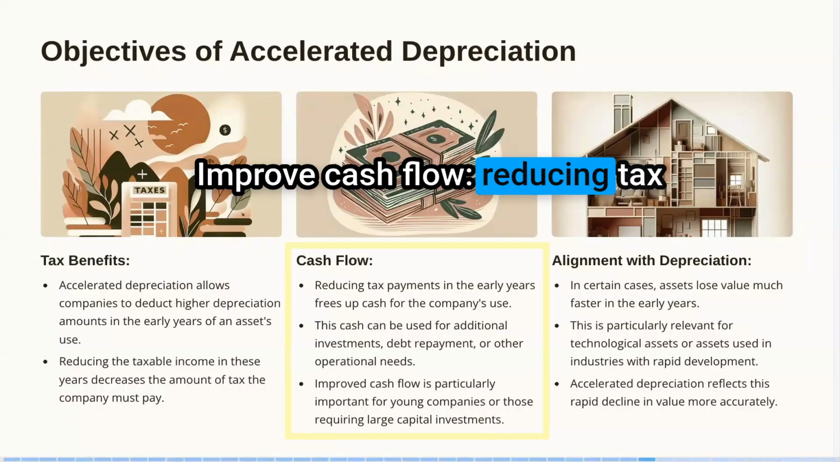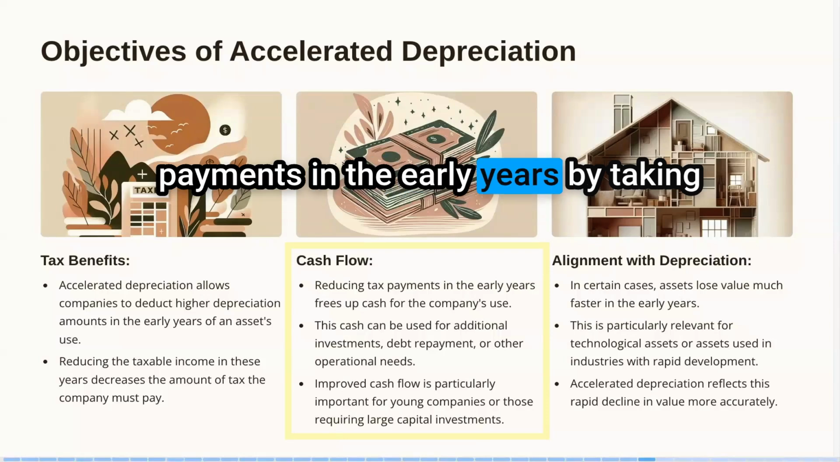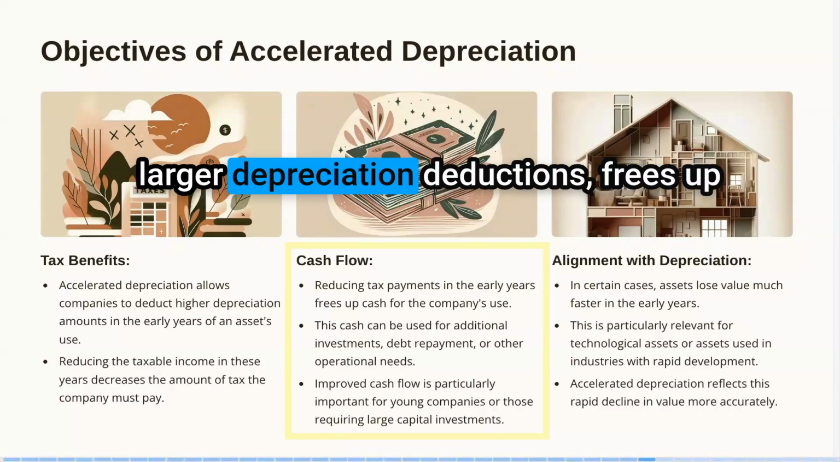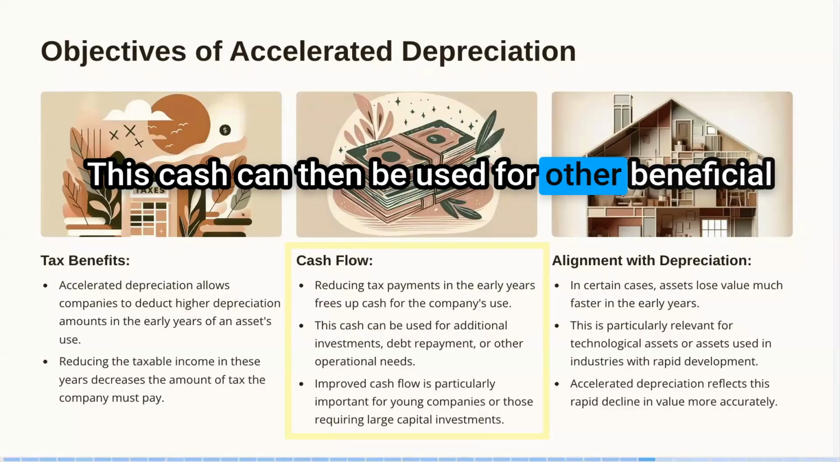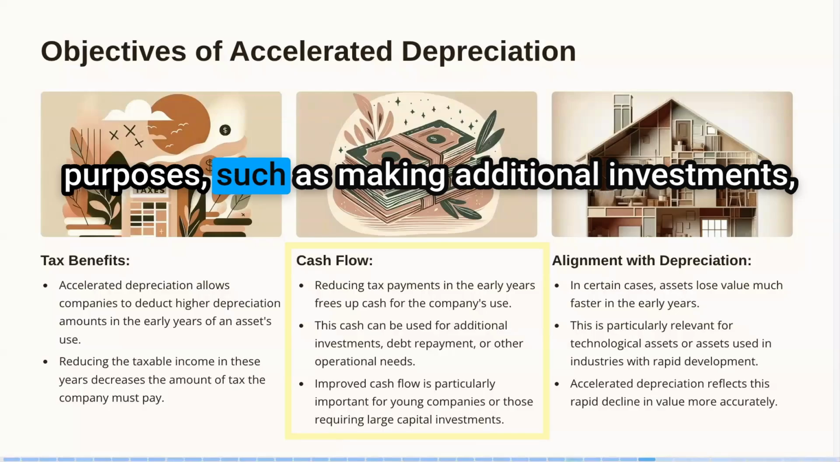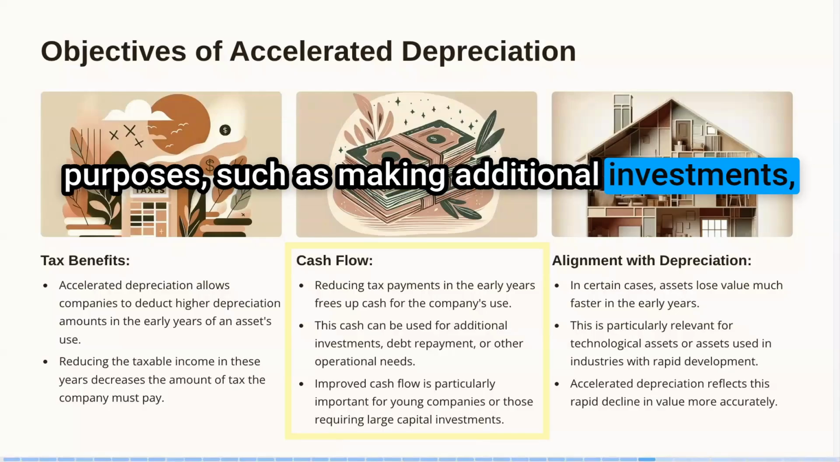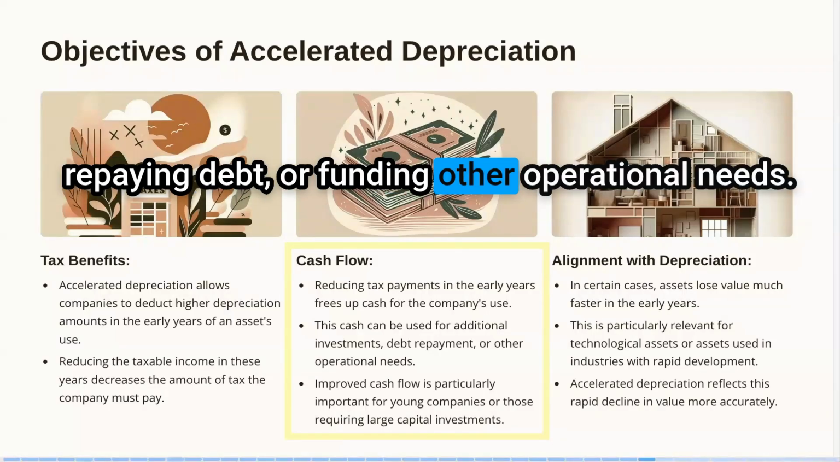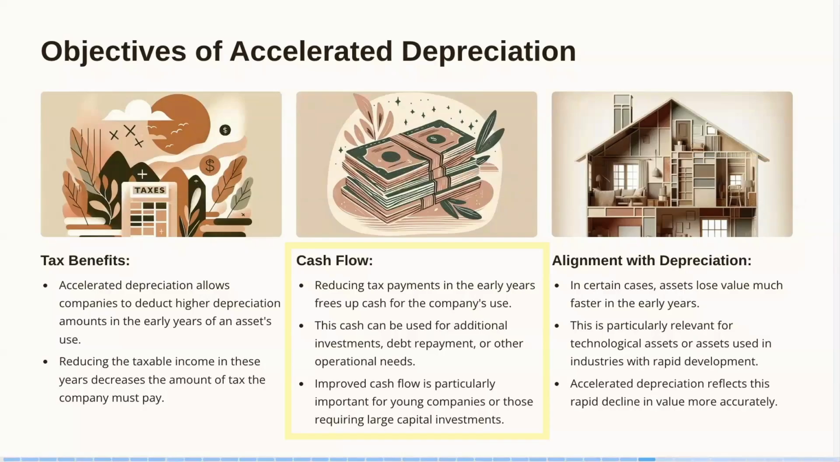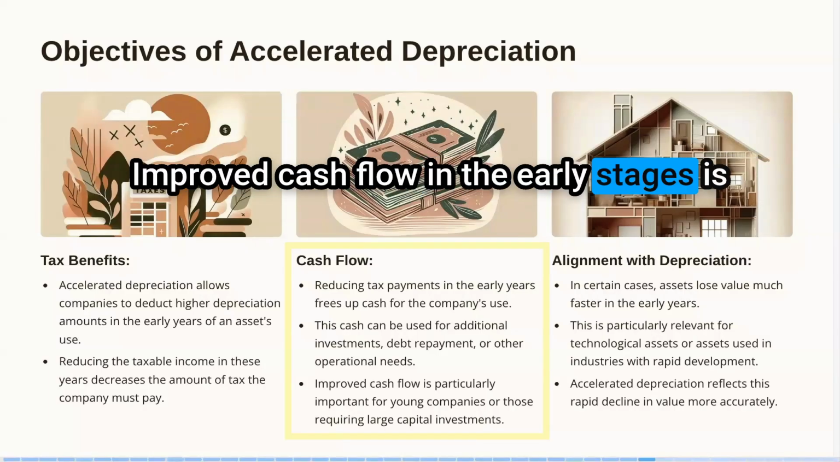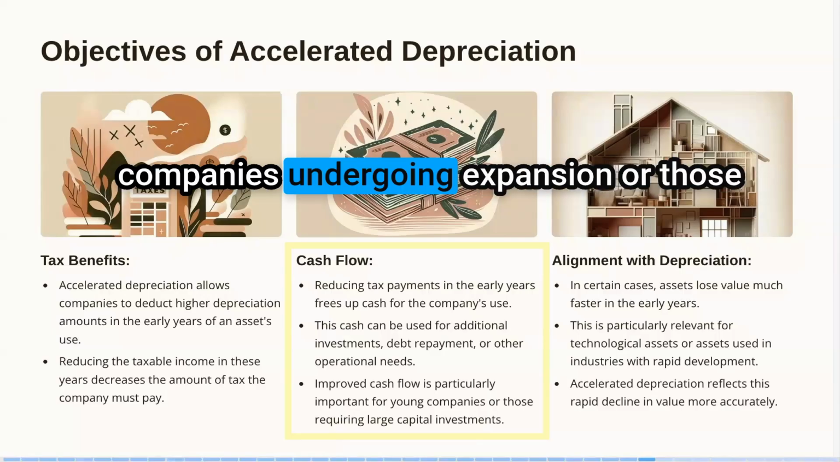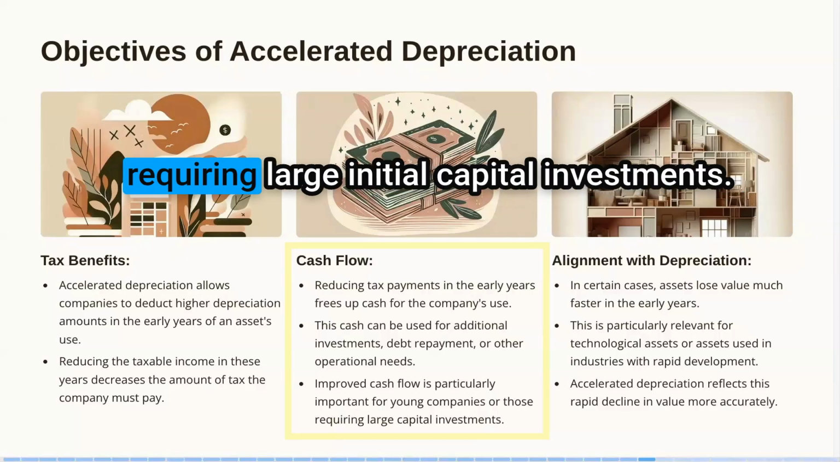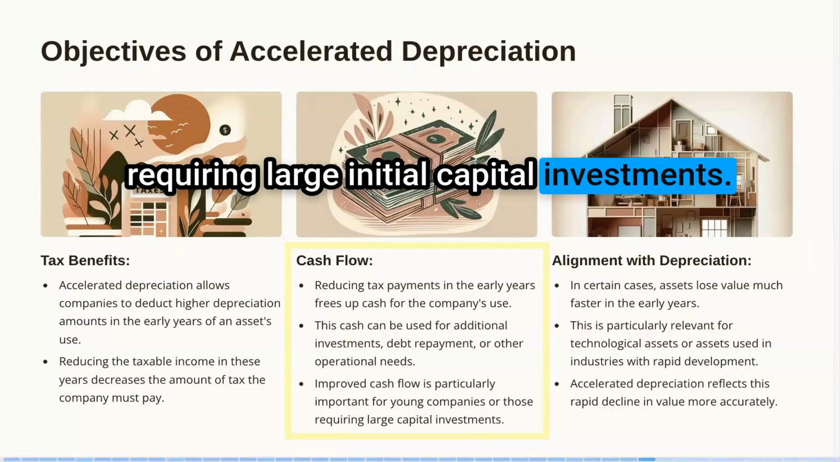Improve cash flow. Reducing tax payments in the early years by taking larger depreciation deductions frees up cash for the company's immediate use. This cash can then be used for other beneficial purposes, such as making additional investments, repaying debt, or funding other operational needs. Improved cash flow in the early stages is particularly important for young companies, companies undergoing expansion, or those requiring large initial capital investments.